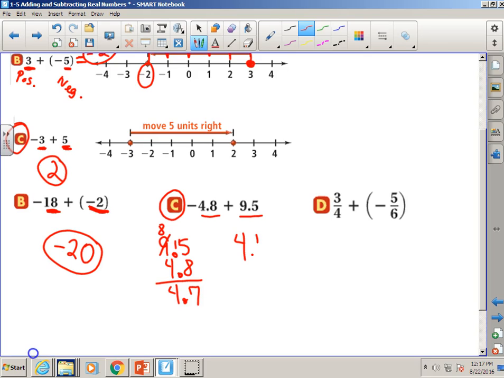Now, let's put 4.7, but what gang am I from? Those are the ones that are left over. 4.7 is left over. Who had the most people, right? Was it the 4.8 negative or the 9.5 positive? It's the 9.5 positive. So 4.7 are left over from the positive gang, so we leave it 4.7.